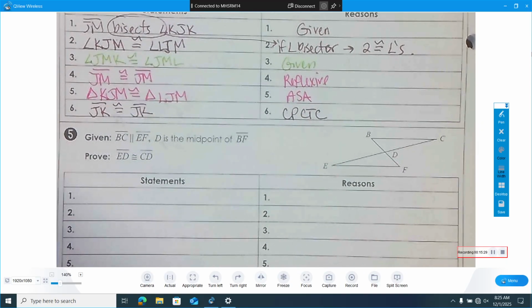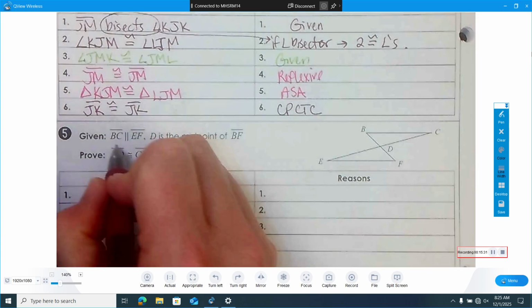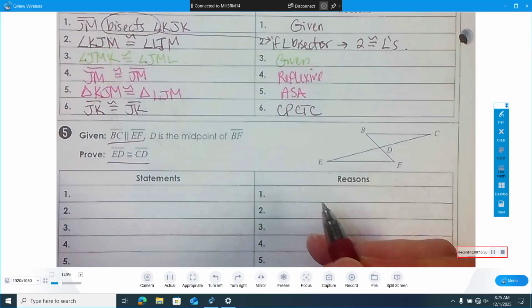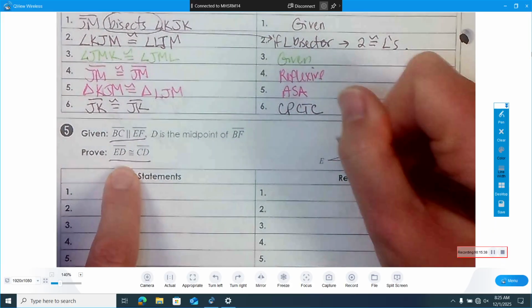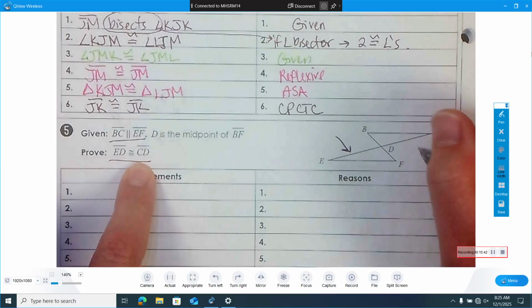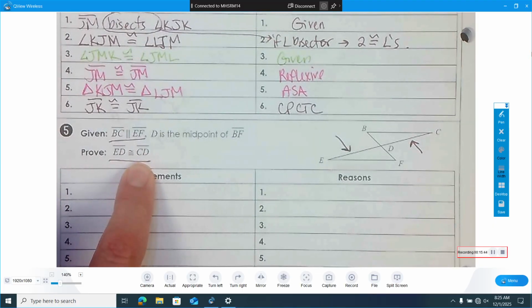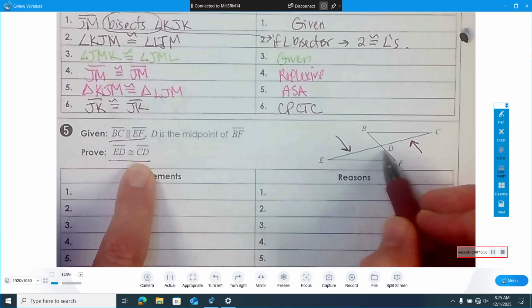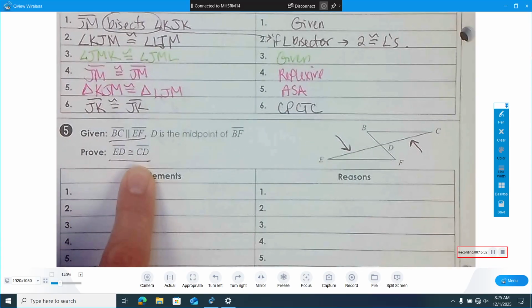Last one, number 5. All right, right off the bat. Actually, first, I really should start with what I'm trying to prove. ED is a side. We're trying to prove it congruent to CD. So those two sides we're trying to prove congruent, and of course, they're part of the top triangle and the bottom triangle. So I need to prove those two triangles congruent first.